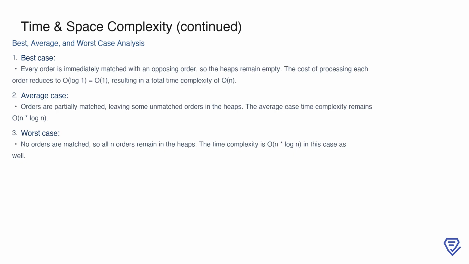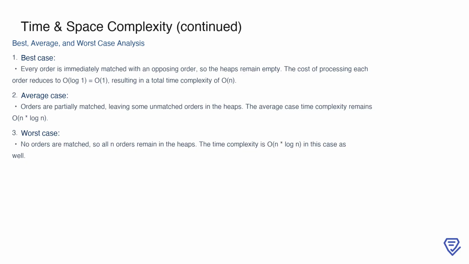Now, let's analyze the performance of this solution across best, average, and worst-case scenarios. In the best case, every order is immediately matched with an opposing order. This means the heaps remain empty, and processing each order only involves a minimal heap operation with a cost of O(log 1), which is O(1). Thus, the total time complexity in the best case is O(n). In the average case, some orders are matched while others remain in the heaps. The average case time complexity remains O(n * log n), because the logarithmic cost of heap operations still applies as we process the orders.